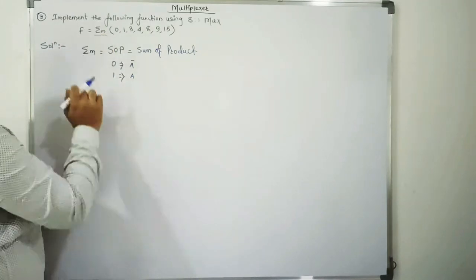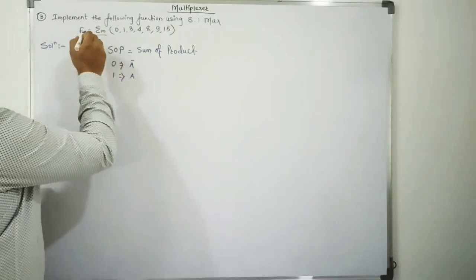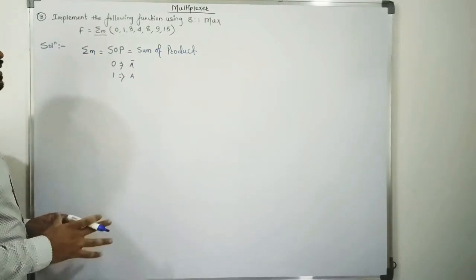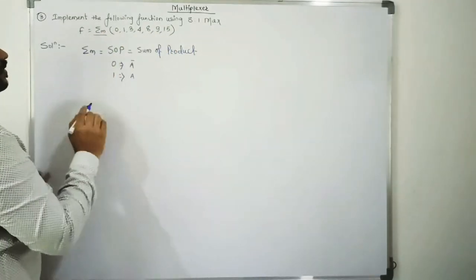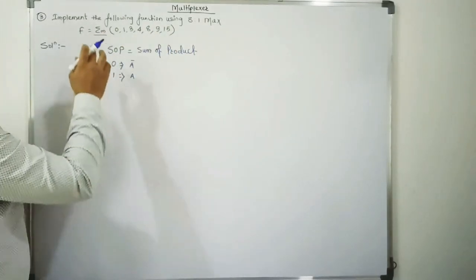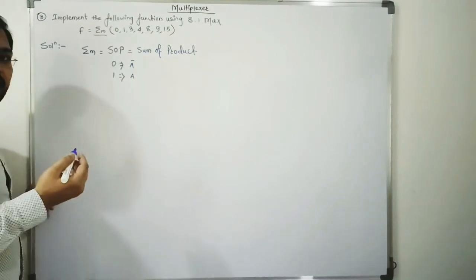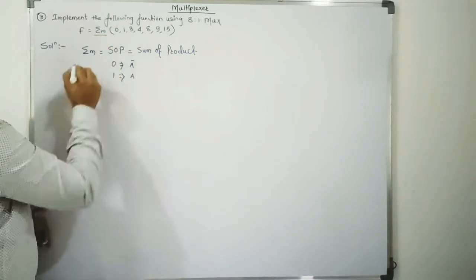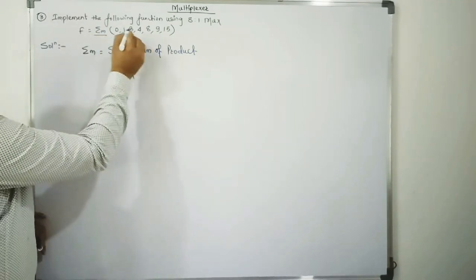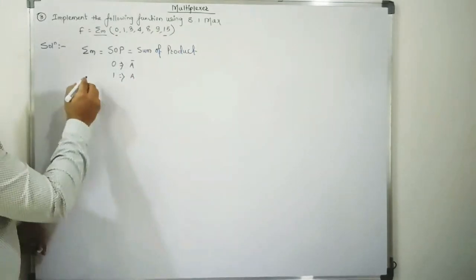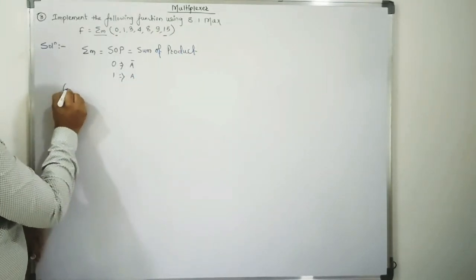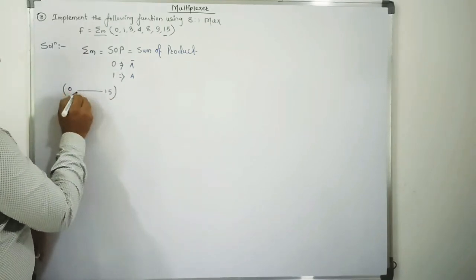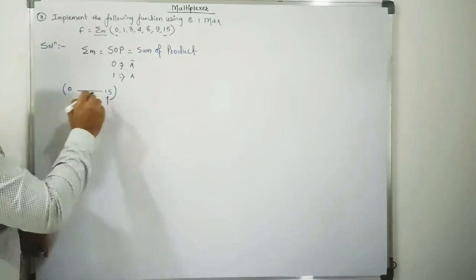Okay, now here the question arises that the function is only given but not the variables. Given 0 to 15, it is not clear how many variables we have to use. So for that purpose, what we have to do is just consider the first literal and the last literal. Here the function starts with 0 and goes up to 15, so the last number here is 15.